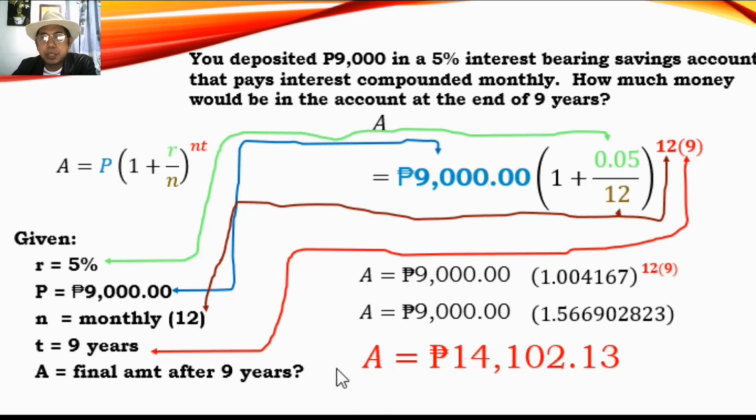You notice that when we apply the interest compounded monthly as compared to the previous one, which is compounded semi-annually, we have more interest earned. If the problem is compounded monthly, it is better than the other one, which is compounded semi-annually.